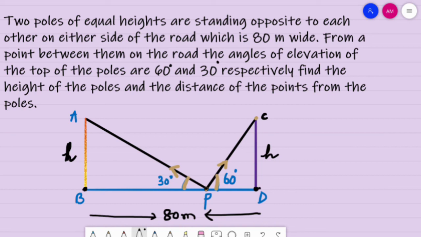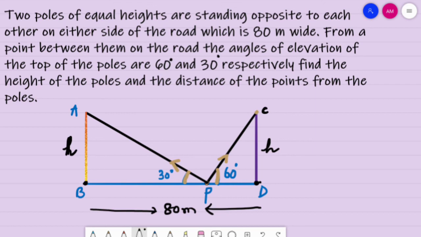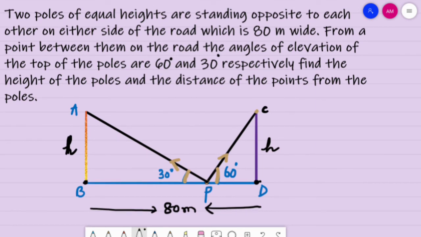This you have to find out. Okay. Now let us proceed with what we know. We know that BD is 80, and BD is nothing but the width of the road. AB is one pole, CD is another pole. Both the poles are of the same height, so we are taking it as H.